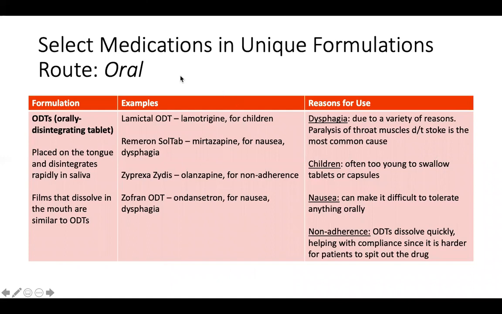Now we're going to talk about some of the more oral route stuff in formulations. So orally disintegrating tablets. These are placed on the tongue and they rapidly disintegrate in saliva. There's also films that dissolve in the mouth, and those are similar. These are some examples listed here. And these are the reasons for use: dysphagia, children who might not be able to swallow, nausea, and non-adherence.